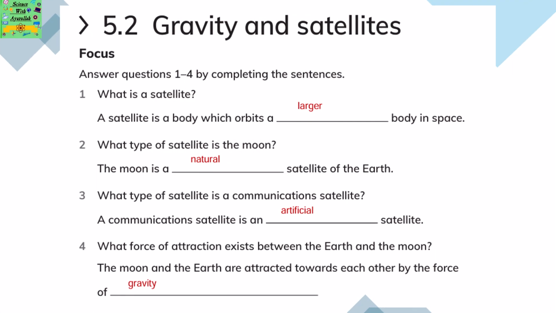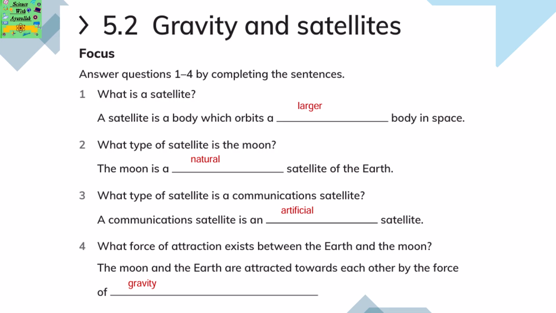Gravity and satellites. Answer the questions 1 to 4 by completing the sentences. What is a satellite? A satellite is a body which orbits a larger body in space. What type of satellite is the Moon? The Moon is a natural satellite of the Earth.